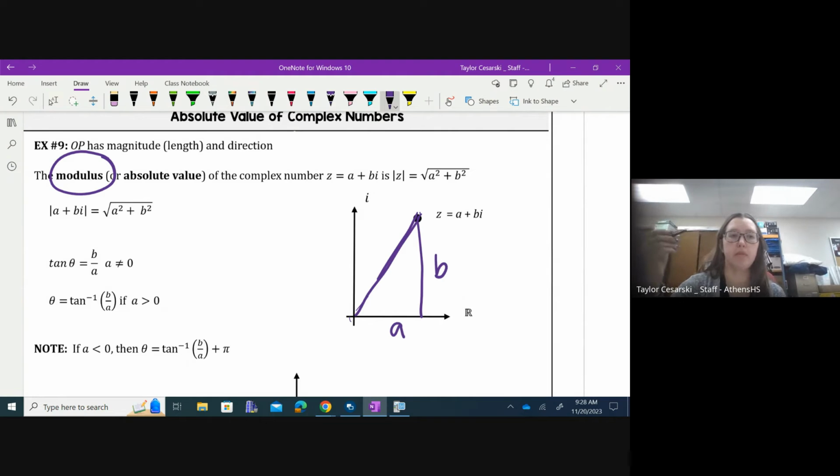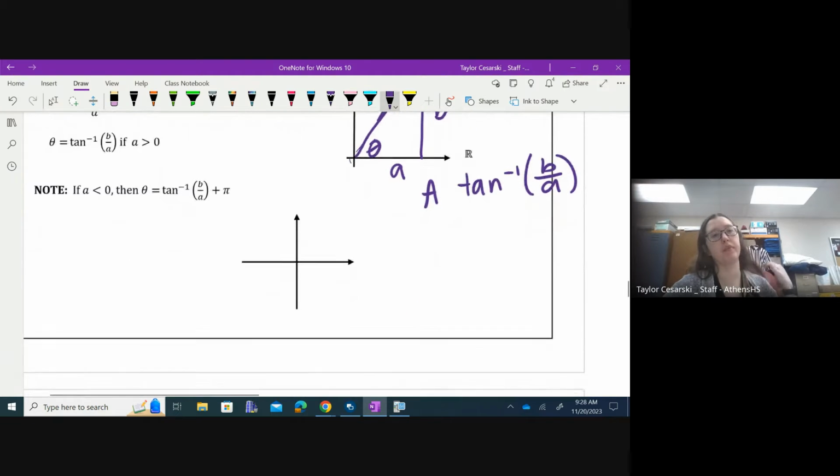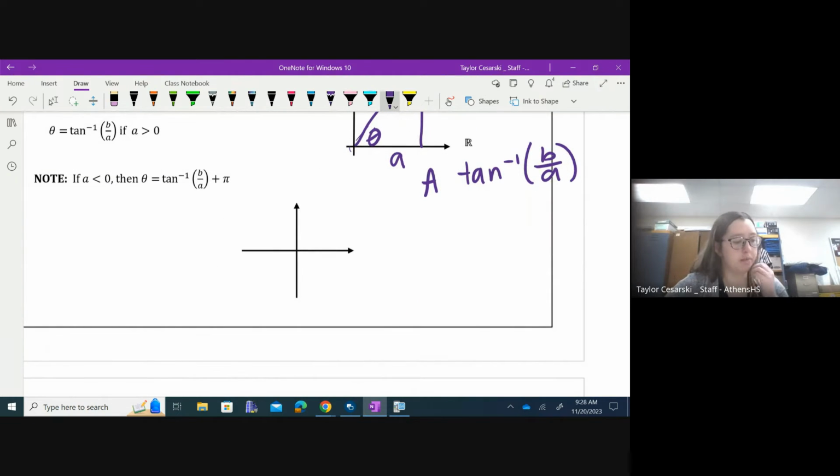Pythagorean theorem, okay? To find the angle of this, well, just like we did with polar coordinates, tangent inverse of b over a, because we know this is opposite and this is adjacent, okay? And we always want to think about which quadrant I'm in. So let's go ahead and just look at a couple examples, okay?